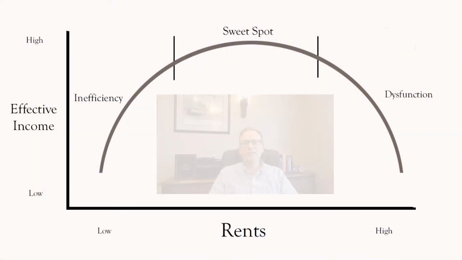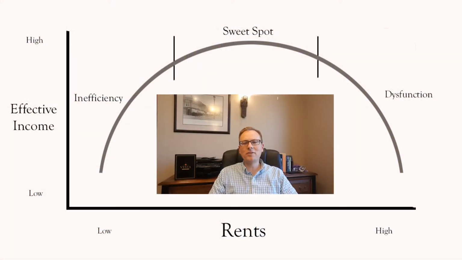Should they be high? Should they be low? What are the advantages and drawbacks of each scenario? So here's a chart to help guide us. On the left-hand side of this chart is effective income. This is actually what you get from the property after collections, vacancy, and everything else.